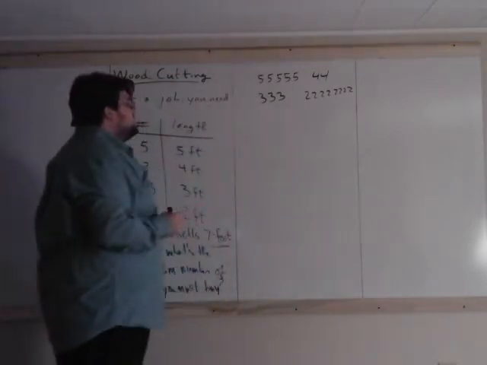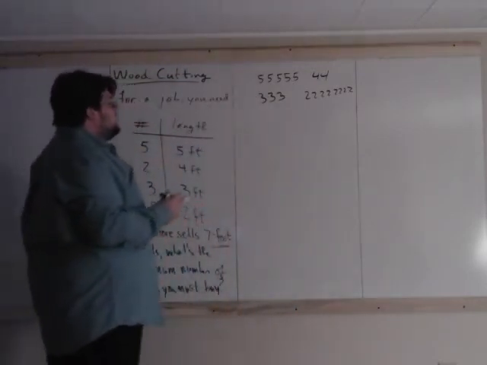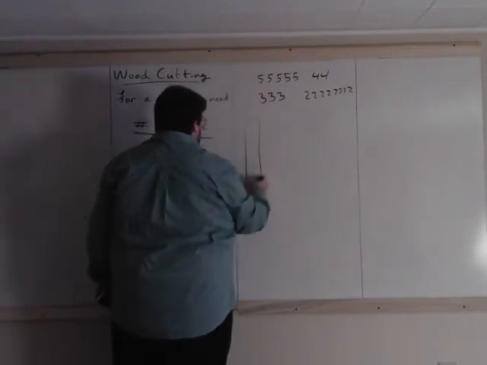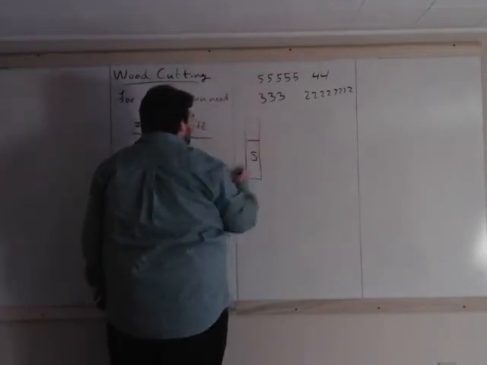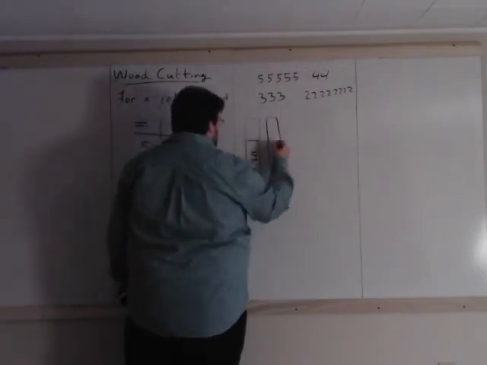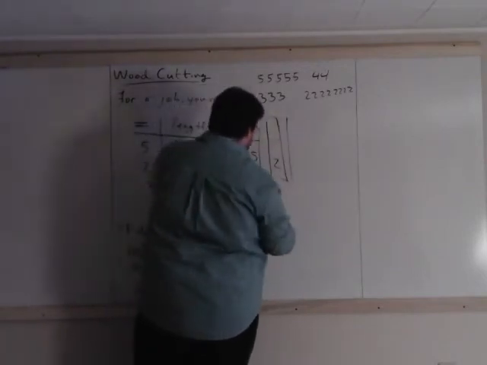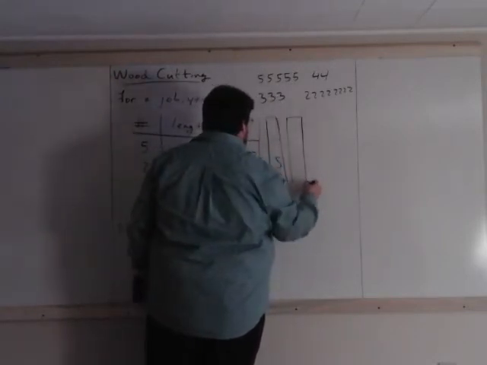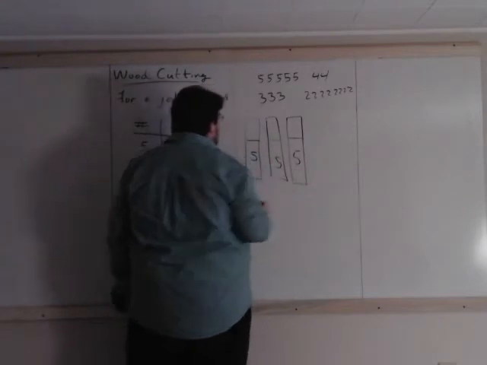So if the store sells 7-foot boards, well, let's follow the same algorithm. Let's assume these are in decreasing order. Here's a 7-foot board. There's a 5-foot piece. All we have left are 2 feet. So we can't put any other 5s on these.